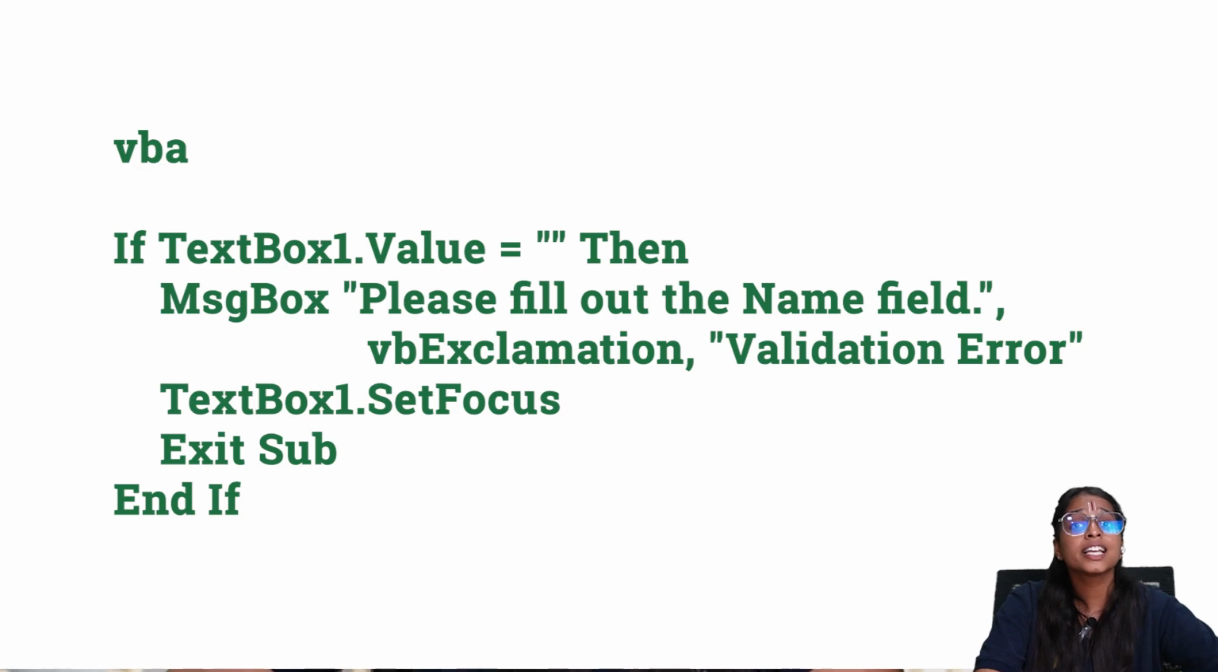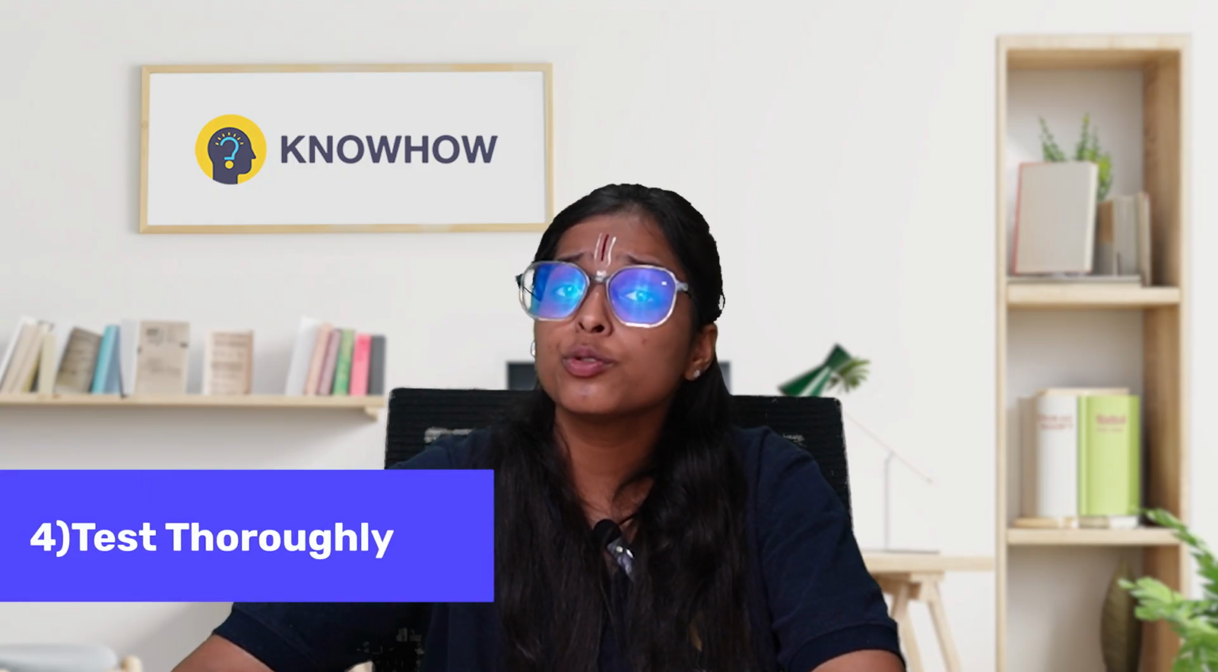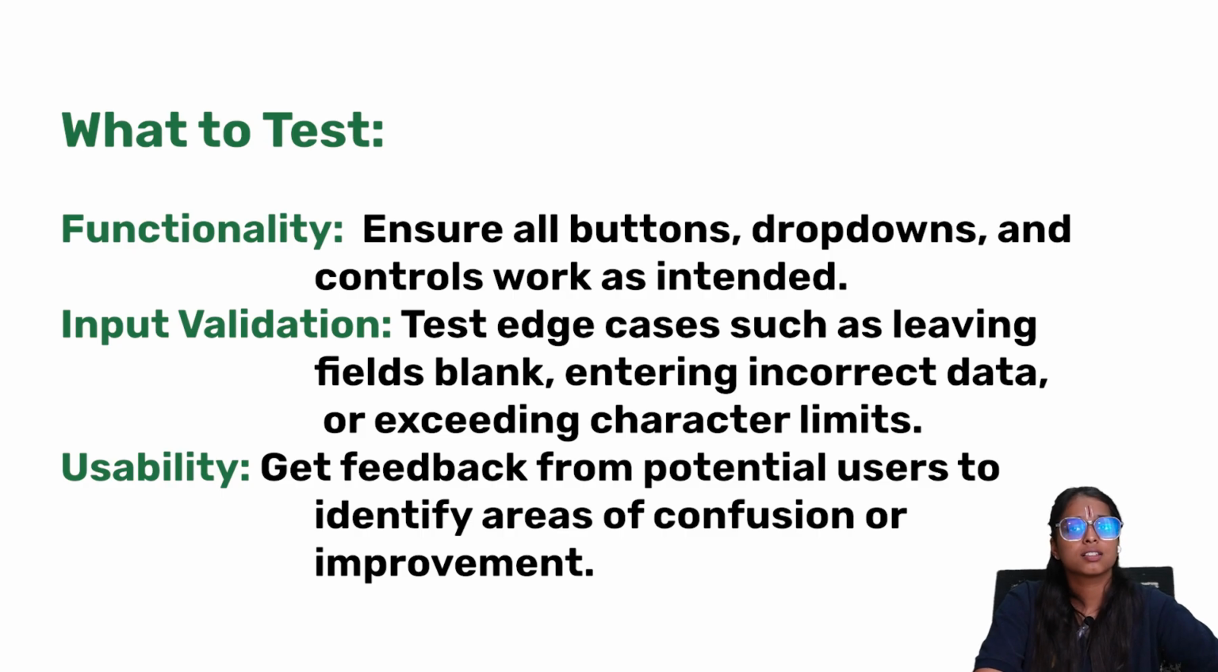Highlight invalid fields with a red border or background for better visibility. For example, if a text box is left empty, add a message box that says please fill out the name field, or please fill out the empty box. Number 4. Test thoroughly. Before deploying your user form, testing is essential to ensure it performs correctly and provides a smooth user experience. What to test?